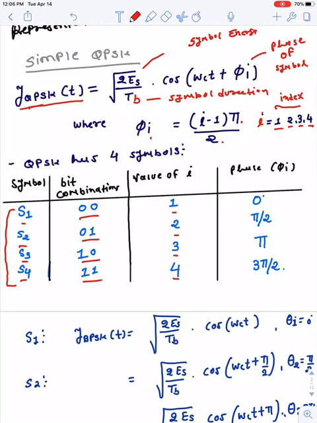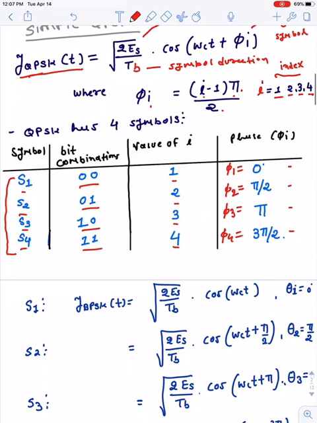If you start with i equal to 1, that gives the first phase, known as phi_1. This phase, related with symbol 1, is 0 degree. If you put i equal to 2 in this equation, then 2 minus 1 times pi by 2 is pi by 2, so this is phi_2. If you put i equal to 3, we get the phase as pi, and if you take i equal to 4, we get the phase 3 pi by 2. So symbol 1 has phase 0 degree, symbol 2 has pi by 2, symbol 3 has a pi phase shift, and symbol 4 has a 3 pi by 2 phase shift.